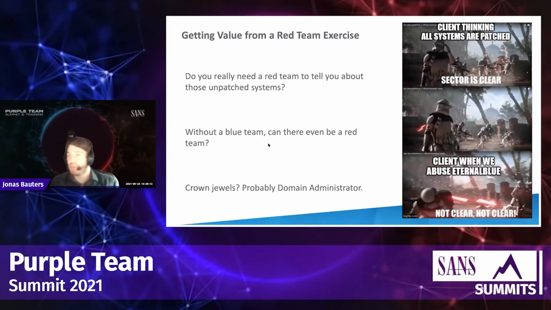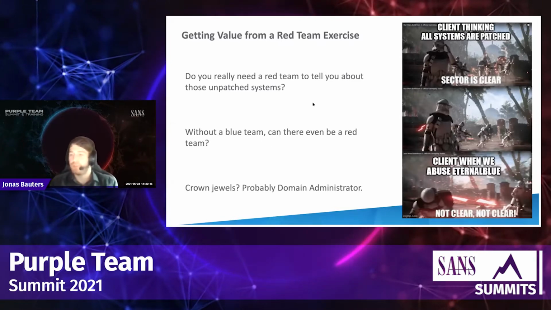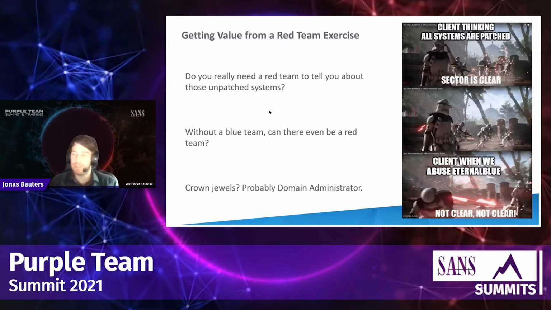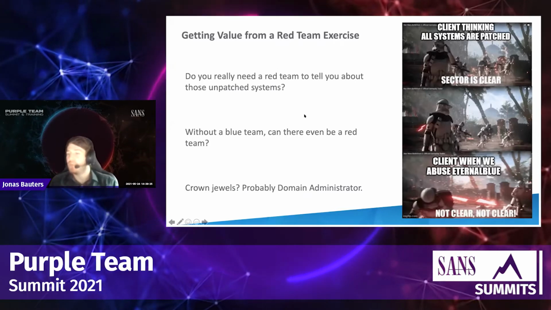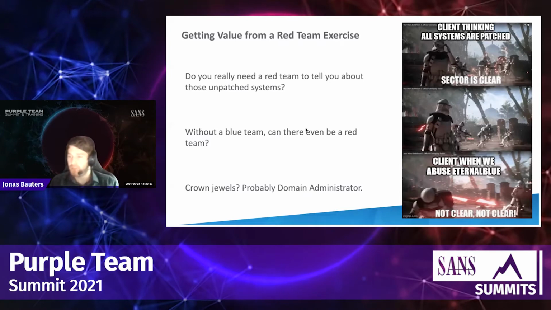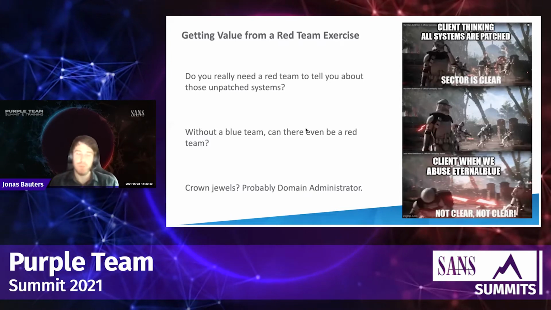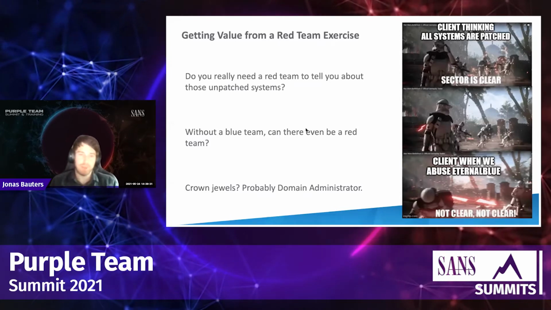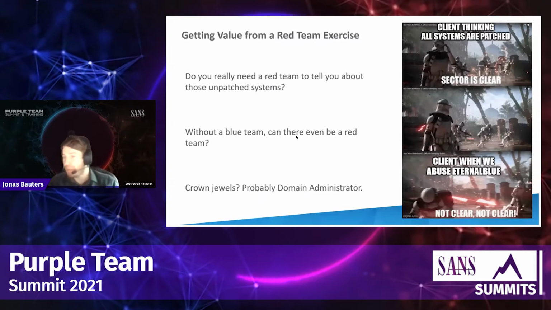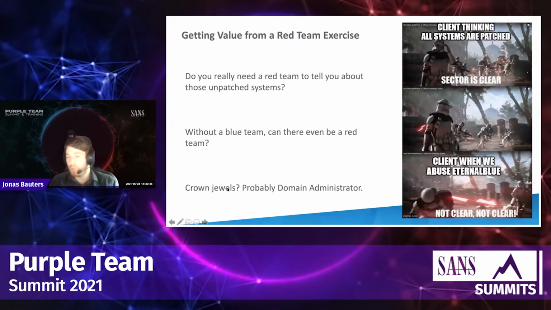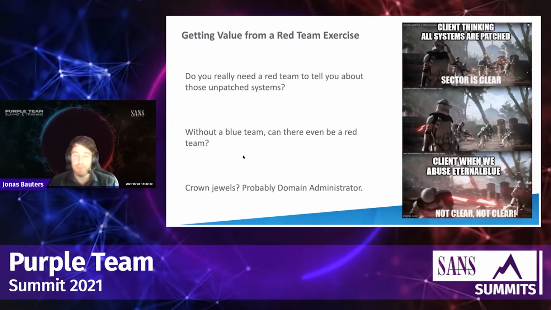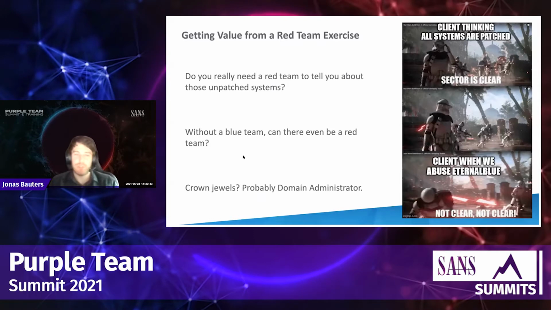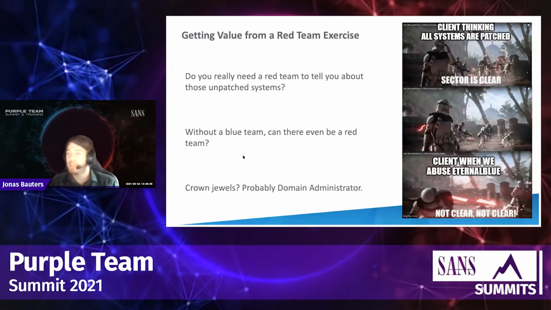To give some examples, you don't need a red team exercise to identify one of those EternalBlues still lying around and use that to advance their kill chain. If you don't have a blue team, then it doesn't really make sense to have a red team exercise performed, because without someone hunting for the red team, the red team has free play, basically. And if you don't know what your crown jewels are, what you're trying to defend, then the red team doesn't really know what to go after in your network.